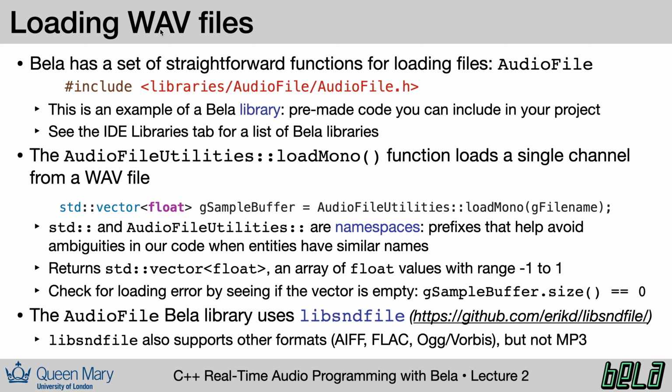The Bela audio file library itself uses an open source library called libsoundfile. Libsoundfile is quite a flexible library that supports not just WAV, but a number of other formats, notably not MP3, and this is not for technical reasons, but because of patent and licensing issues around the MP3 standard. If you wanted to load compressed audio, you could use, for example, the OGG Vorbis or FLAC formats.